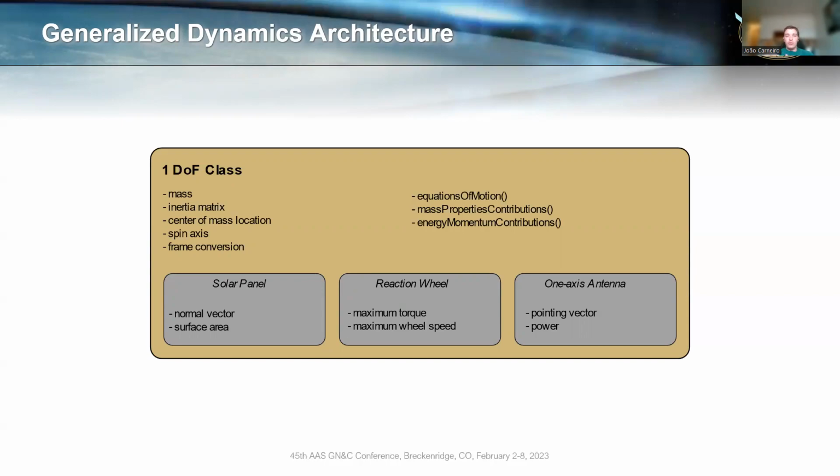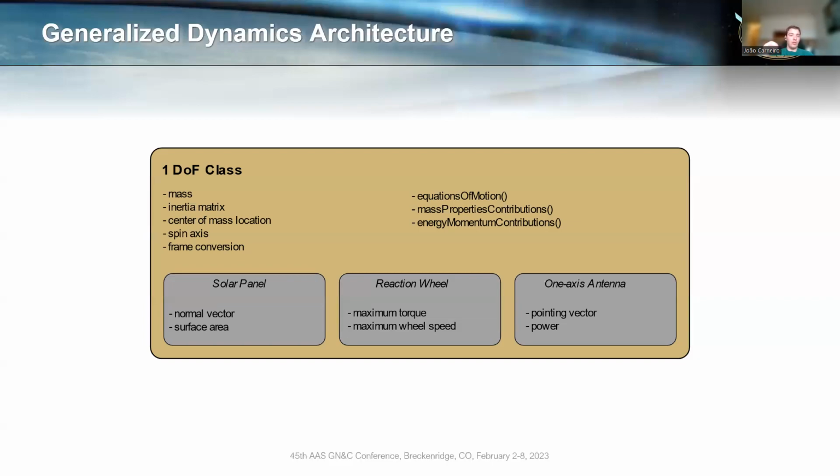The mass property contributions for the system center of mass and the system's inertia are also identical. And we also need to account for energy and momentum contributions. This is mainly for validation purposes, but these are also shared among this class. So once we have that class, what we can do is inherit this class and create specific components.